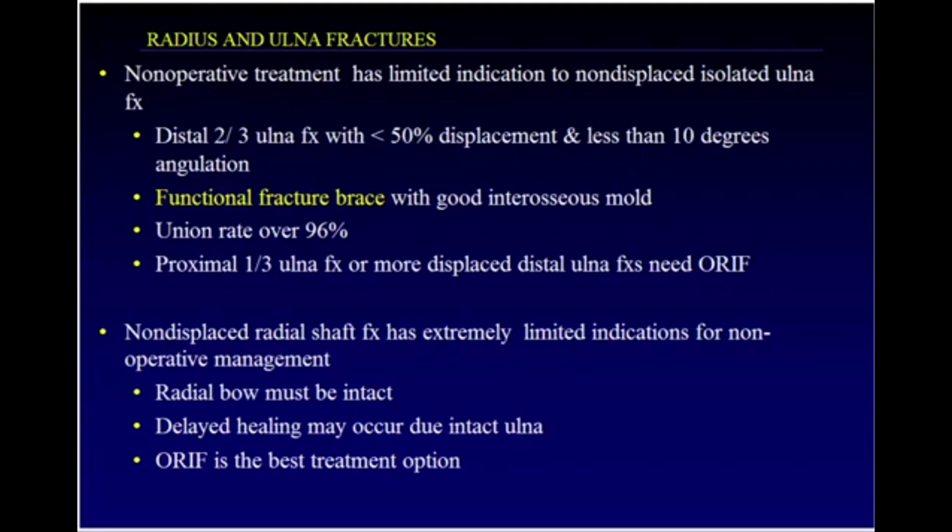Now, a non-displaced radial shaft fracture is something that's quite rare. When you see it, there's a temptation, of course, to treat those non-operatively. However, you must be certain that the radial bow is maintained because that's the most important determinant in forearm fractures with restoration of forearm pronation and supination. You can also get delayed healing of these because the ulna itself is intact, and probably even for non-displaced radial shaft fractures, ORIF is the preferred treatment option.